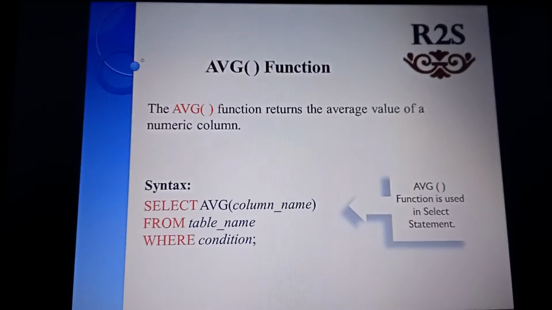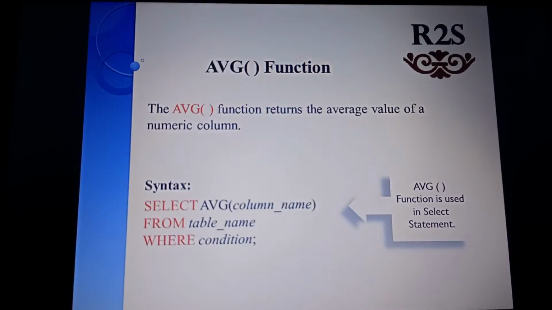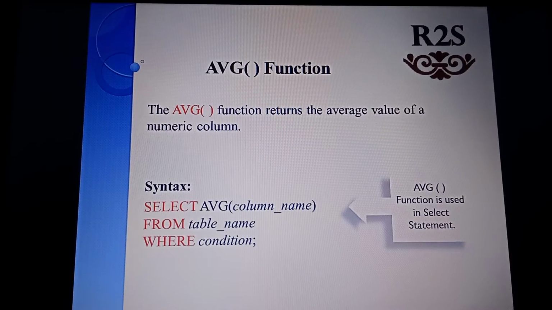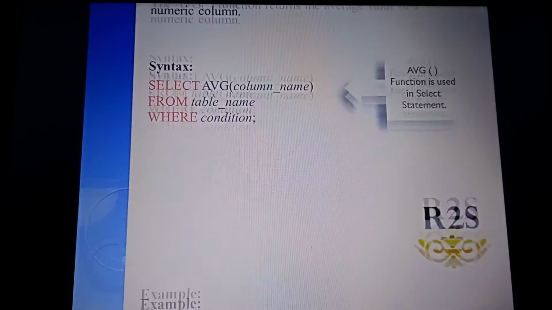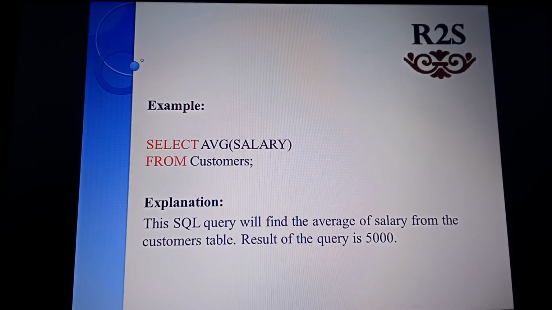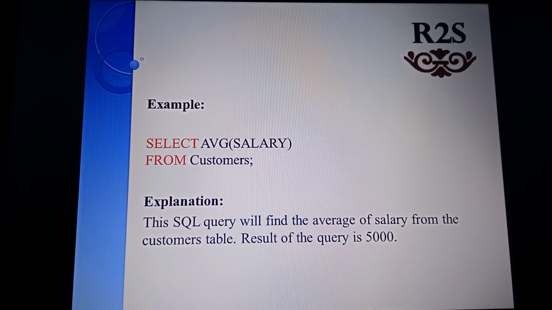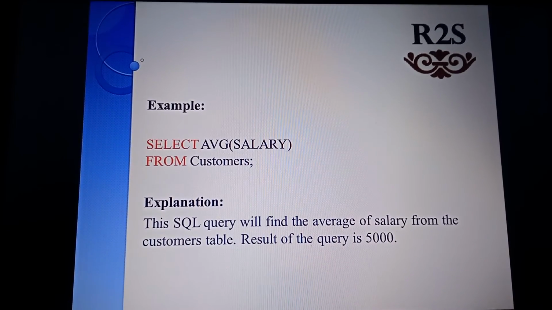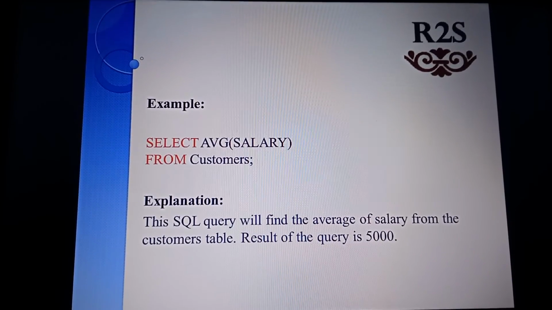Average function. The average function returns the average value of a numeric column. The average function can be used only on a numeric column. The average function is used in the select statement as you can see in the syntax. Example, select average salary from customer. This SQL query will find the average of salary from the customer table. The result of the query is 5000.